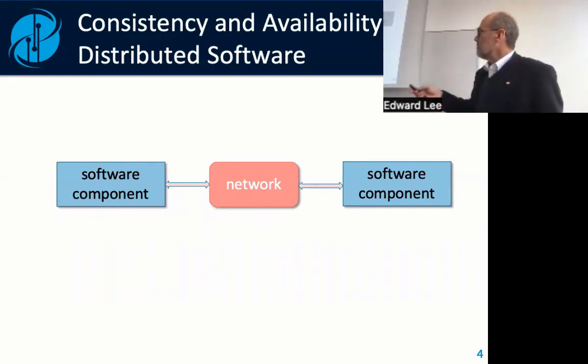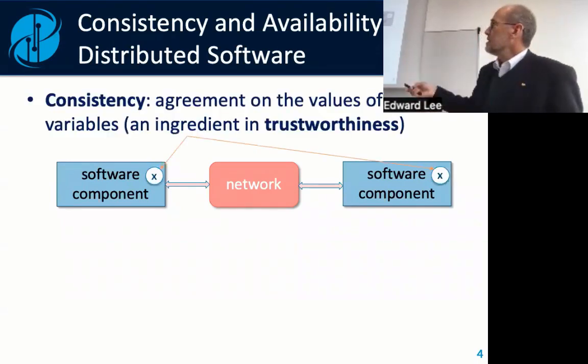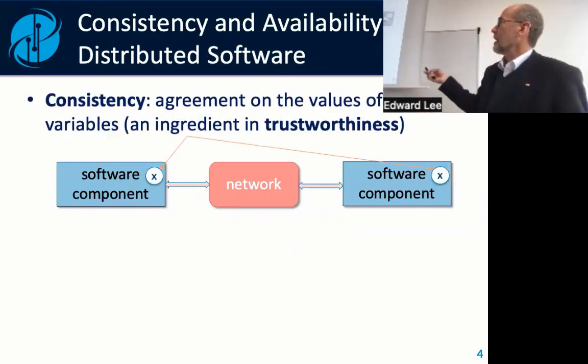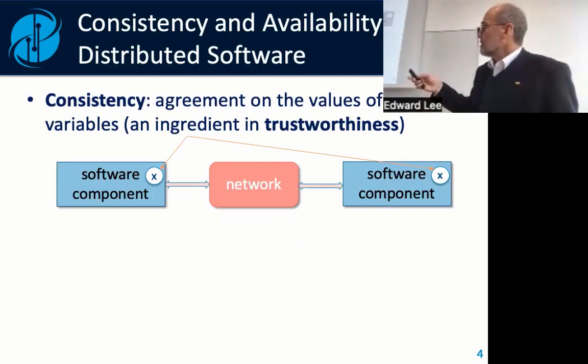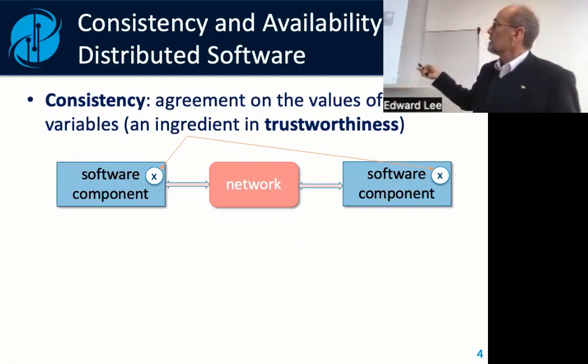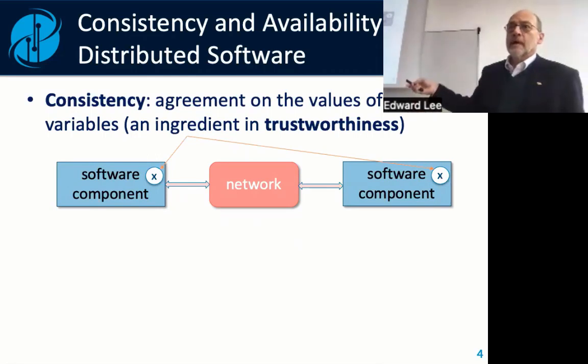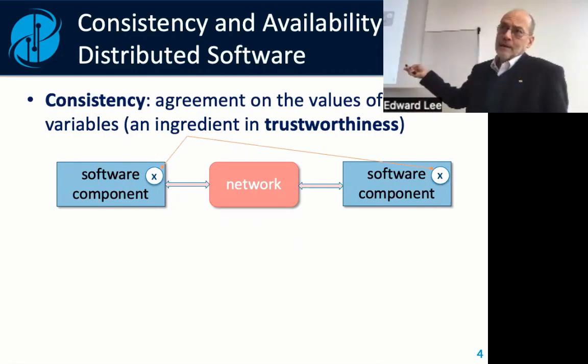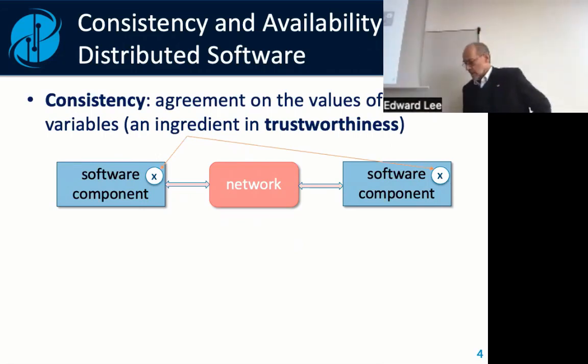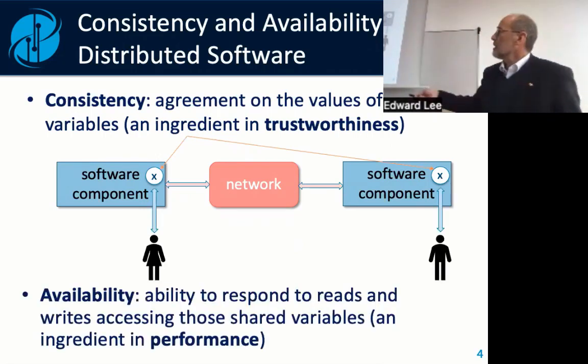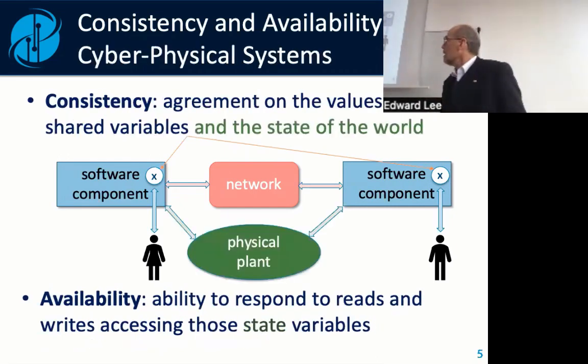So if you've got two software components connected by a network, and they each maintain a copy of a shared variable X, then, as I said, consistency is simply agreement on the value of the shared variable. And in databases and in a lot of applications, this is considered an ingredient in trustworthiness, right? And availability is simply the ability to respond to reads to this variable. So a user wants to know the value of the variable. How quickly can you give them the value of the variable?